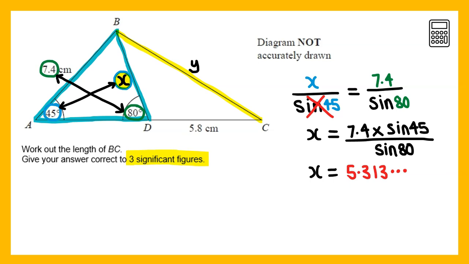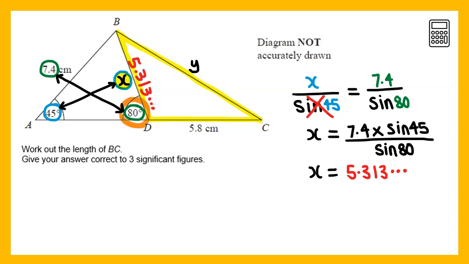Since the question wants us to find a length to 3 significant figures, it's important you use at least 4 significant figures with any of the numbers that you're rounding along the way. This will avoid any rounding errors by the time you get to the end. So I've worked out the length x, which is BD, and is 5.313. Now I can shift my attention towards the triangle on the right hand side. There is some other information which is quite straightforward to find. Knowing that this angle is 80 degrees and it forms a straight line with the angle BDC, I can quite quickly find this angle by doing angles on a straight line add up to 180. So 180 minus 80 will give me an angle of 100 degrees.